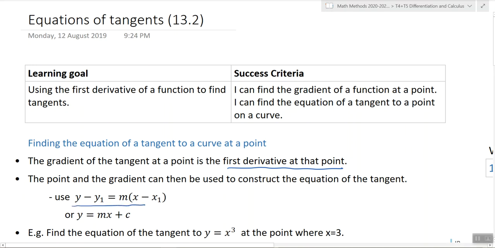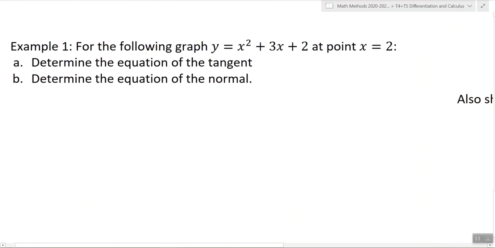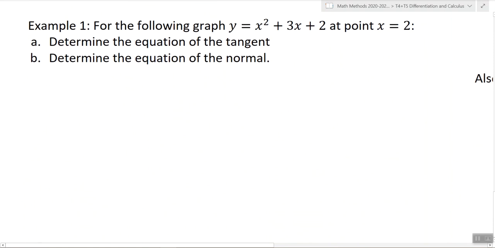We're using, do you remember this formula? So let's have a go. So the following graph, we want to determine the equation of the tangent. So what were the two things we needed to know? The gradient and a point. So how do we find the gradient? We use the derivative. So dy dx.